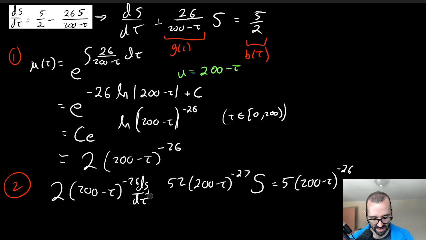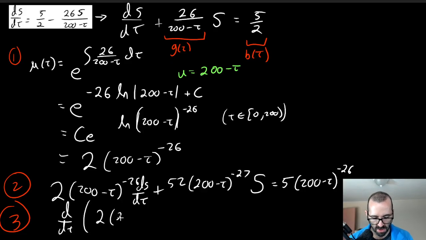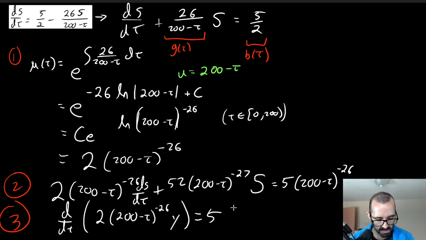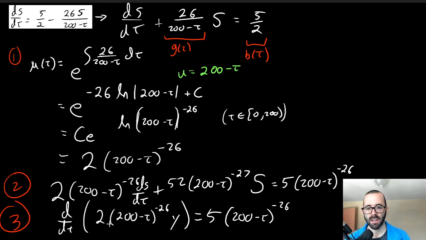But we should be pretty fine. All right, let's clean this up. Who did this? Call yourself a math professor. And then if we did things right, we can rewrite this with the product rule. This should be the derivative with respect to time of the integrating factor, which is 2 times (200 minus t) to the negative 26, times y, equals the right-hand side, 5 times (200 minus t) to the negative 26th. Hopefully we did this right. Let's double check. What happens if we use the product rule on the left-hand side?